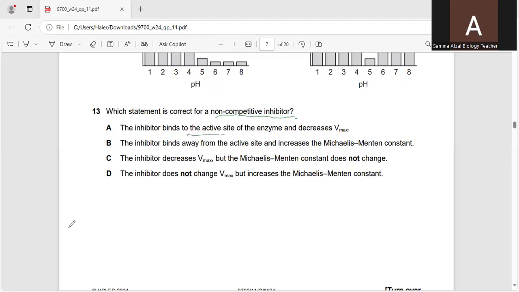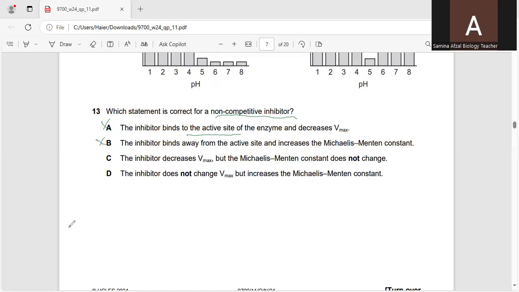It does not attach itself to the active site. So A is not the correct option. The option says the inhibitor binds away from the active site and increases the Michaelis-Menten constant. No, it does not happen.